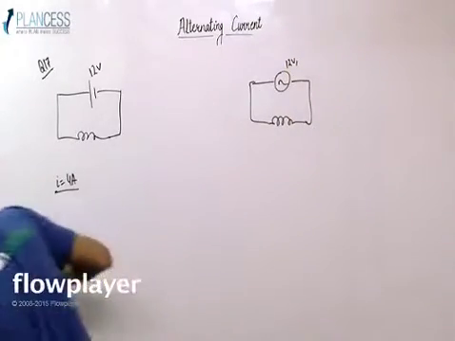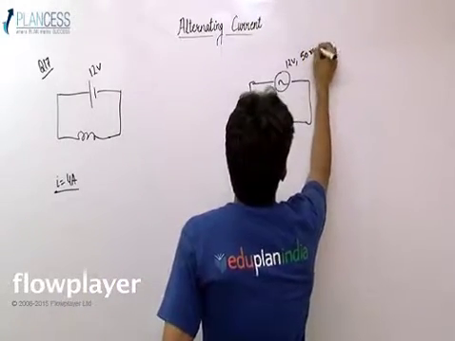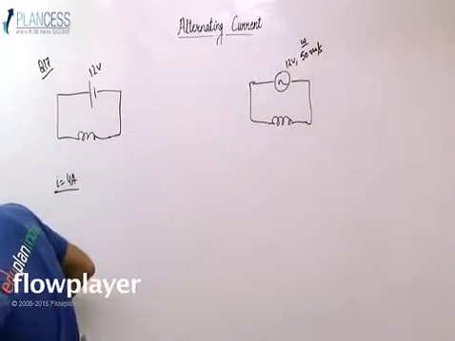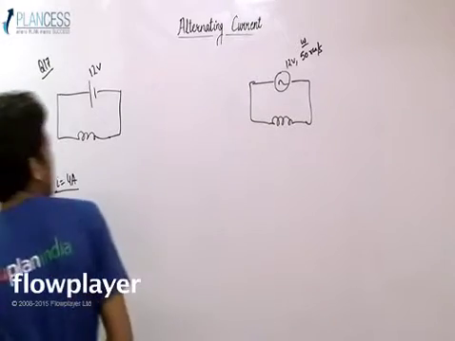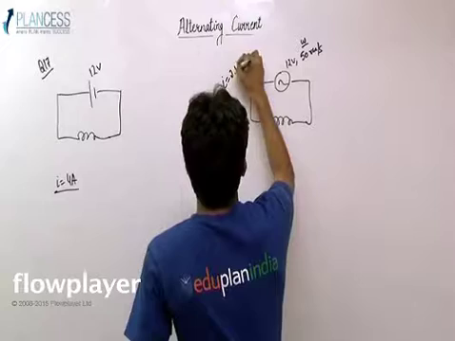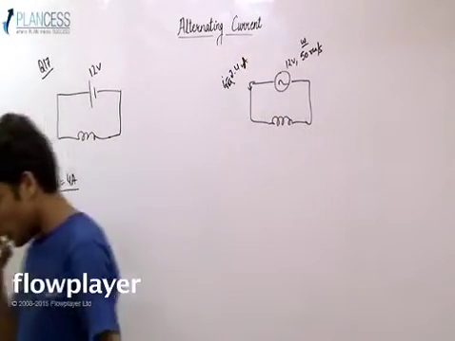volt and 50 radians per second. So mind it, this is omega given, not the f. So this is omega 50 radians per second AC source. A current of 2.4 ampere flows in the circuit. And what does that mean? That means the RMS current in the circuit is 2.4 ampere.